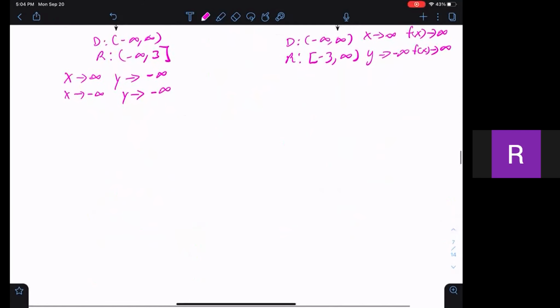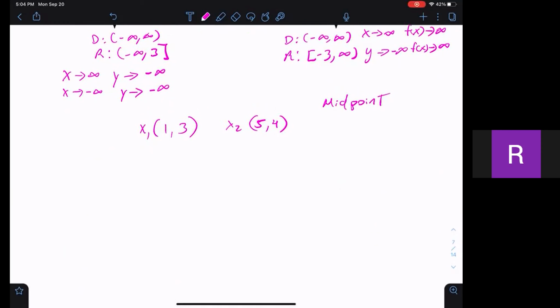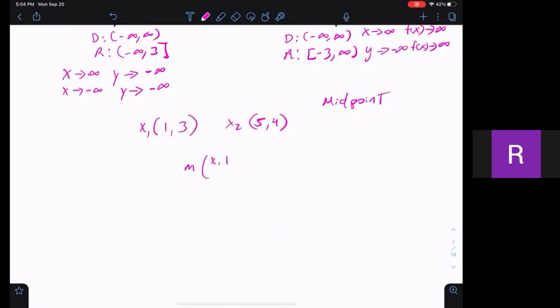And after that, you have the midpoint, right? They're asking you to find the midpoint between, let's say, 1, 3 and 5, 4. Let's call these points x1, y1 and x2, y2. I think I see in your chapter, midpoint. Okay, midpoint is just the average, right? So the midpoint is x1 plus x2 over 2, y1 plus y2 over 2. So that's just the average of the x values and the y values.